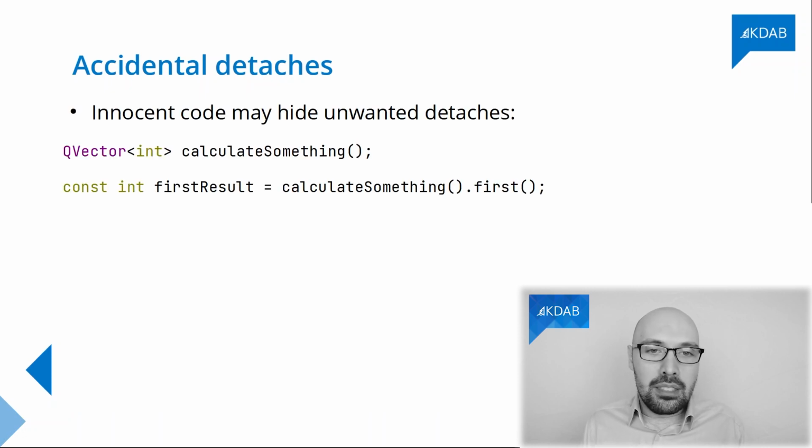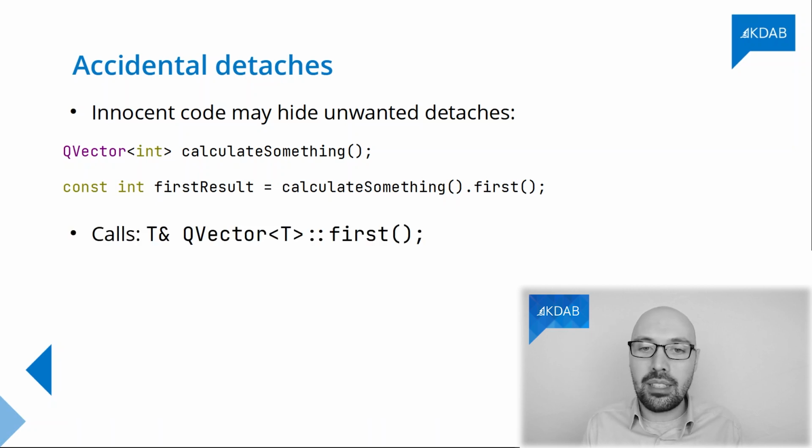So let's take a look at this code right here. This code looks pretty innocent. I got a function called calculate something, which I guess calculates something, and then you're going to call it, okay? But let's say I'm not interested in all the data which is returned in that vector. I just want the first result. So what I'm going to do is call that calculate something. That calculate something returns a vector, and then I'm going to take the first element by calling first on that vector.